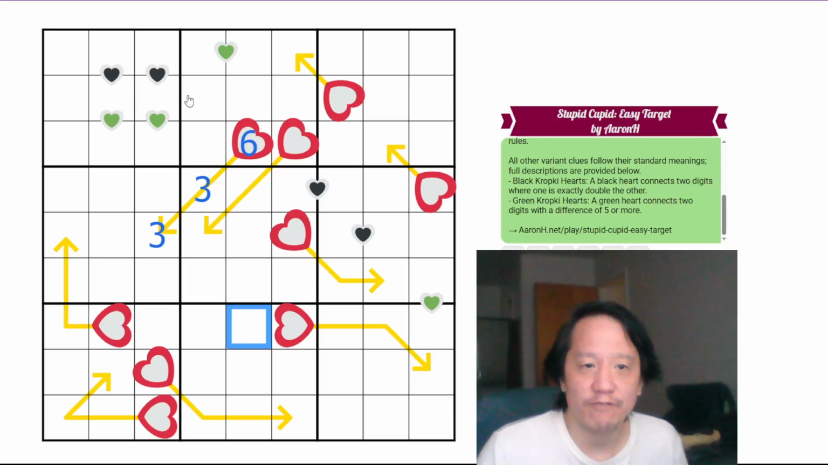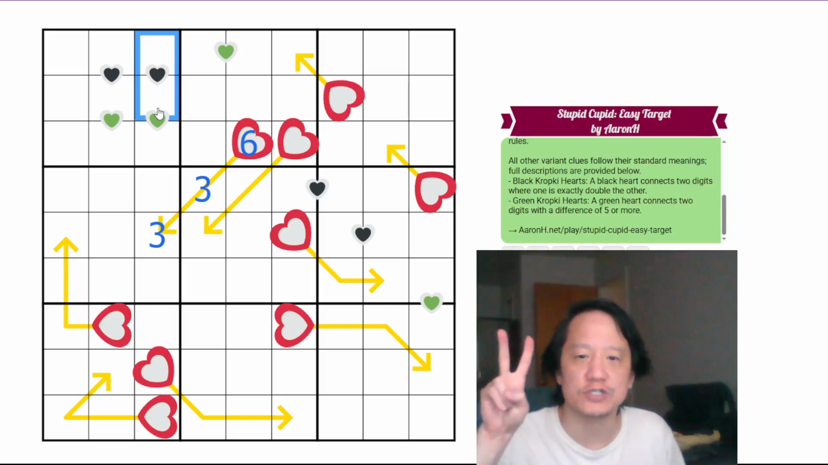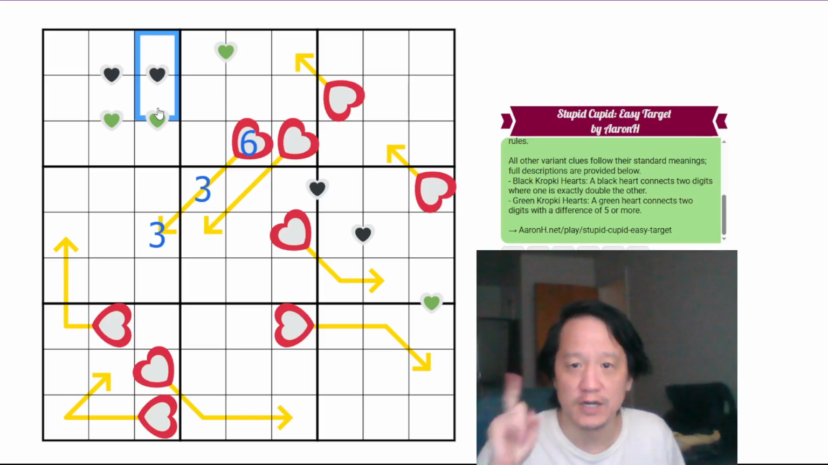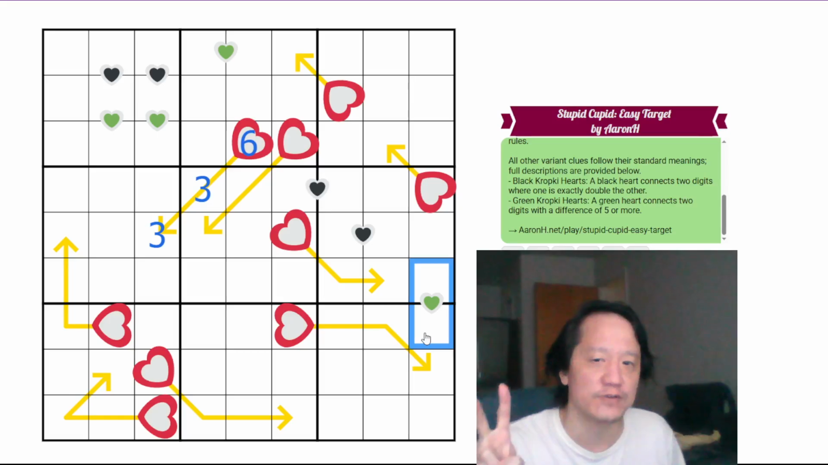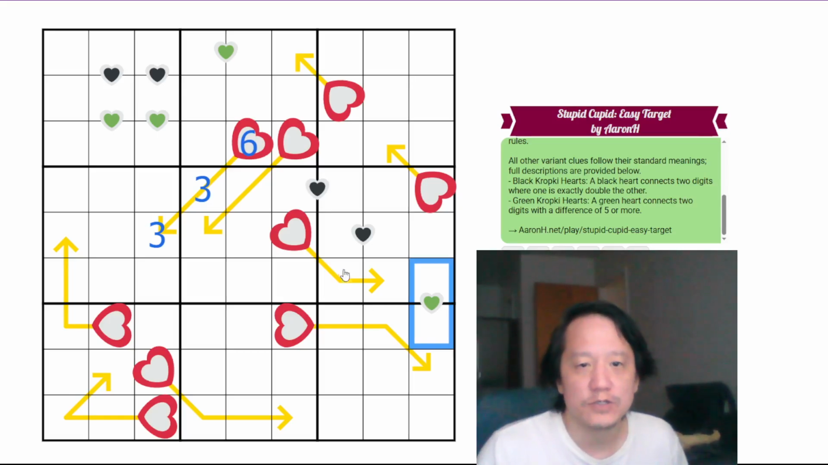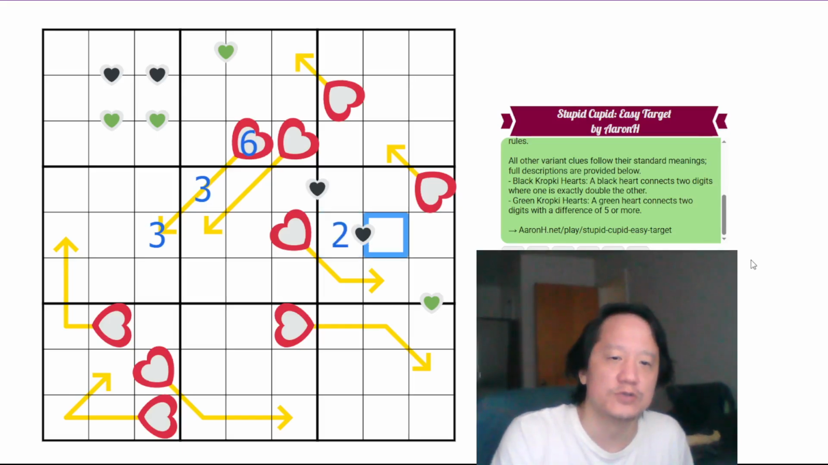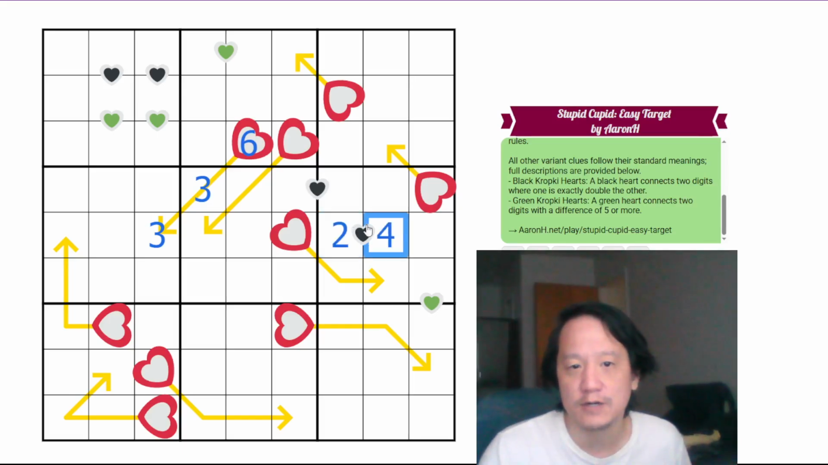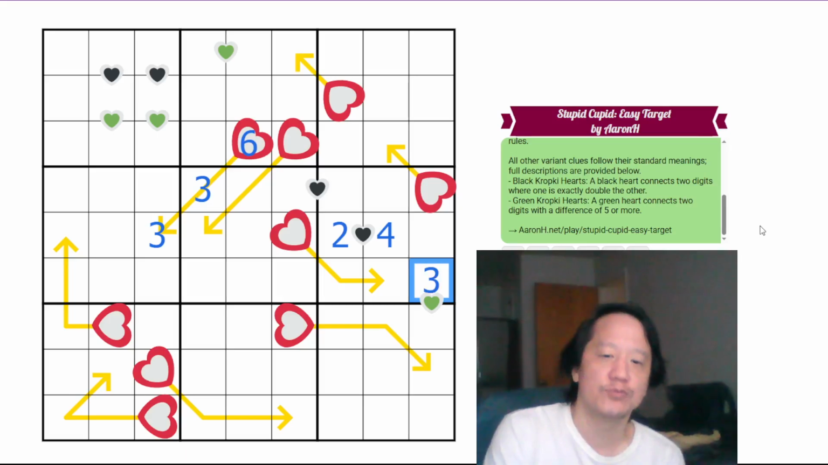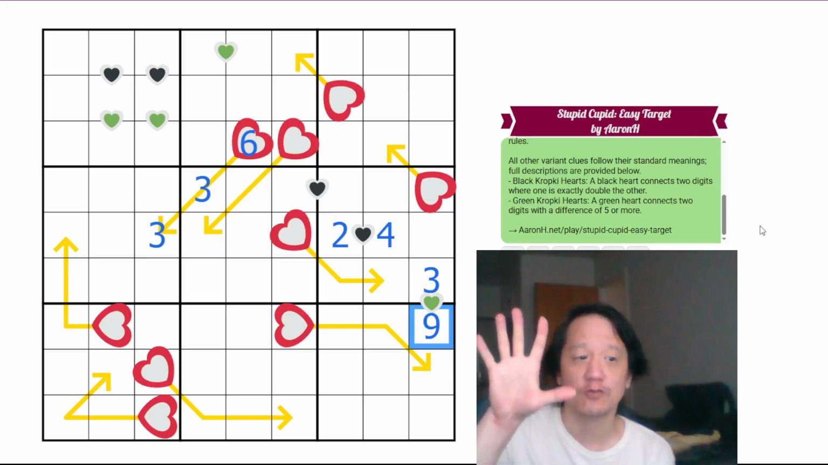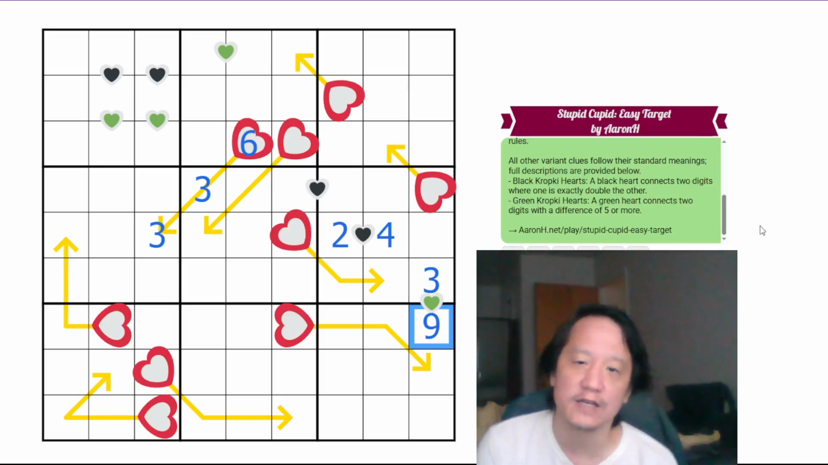So, we have black hearts, where a black heart connects 2 digits where one is exactly double the other. And we have green hearts, where a green heart connects 2 digits with a difference of 5 or more. So as an example, if we had a 2 here, this would have to be 1 or 4 to maintain a 1-to-2 ratio because there's a black heart between them. And if we had, say, a 3 here, this would have to be 8 or 9, because the only digits which are 5 or more away from 3 are 8 and 9.